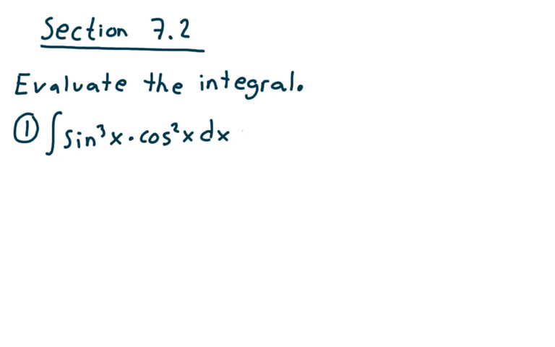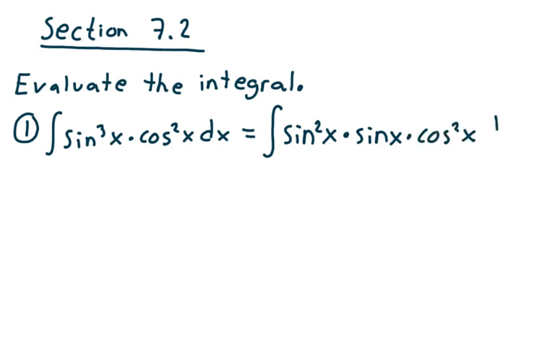Now, notice how the power of the sine is odd. And so I want to rewrite this integral as follows. Sine cubed x can be written as sine squared x times sine of x. And then I'm just going to write cosine squared x as it is. Now, from here, remember that sine squared x is equal to 1 minus cosine squared x.